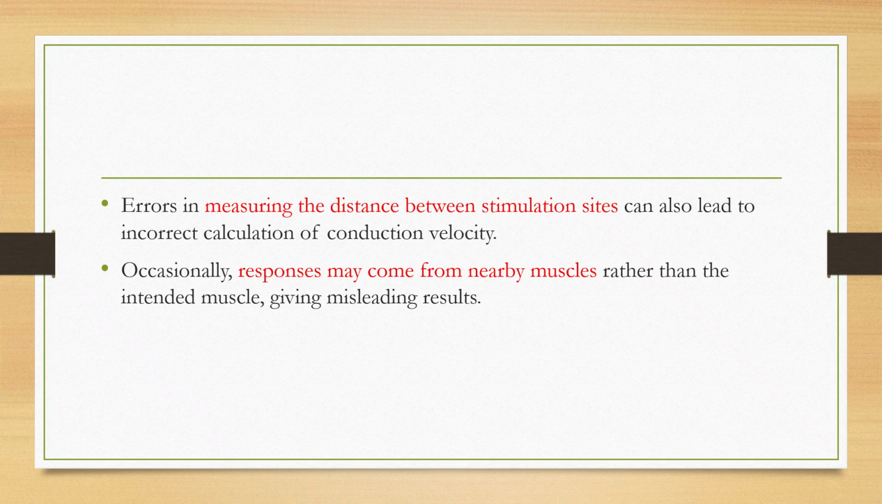Errors in measuring the distance between stimulation sites can also lead to incorrect calculation of conduction velocity. Occasionally, responses may come from nearby muscles rather than the intended muscle, giving misleading results.